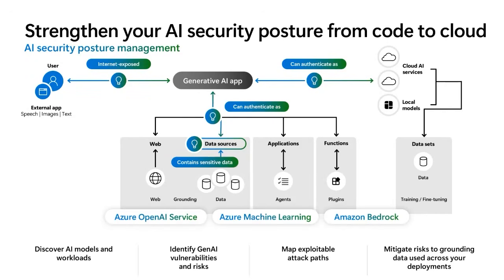Here's a quick visual of how AI SPM can provide visibility into your GenAI stack and your connected resources to reduce misconfiguration that can expose sensitive grounding data, for example. You can discover the AI models and workloads. You can identify the GenAI vulnerabilities and the risks. You can map exploitable attack paths, and you can mitigate risks to grounding data used across your deployment.